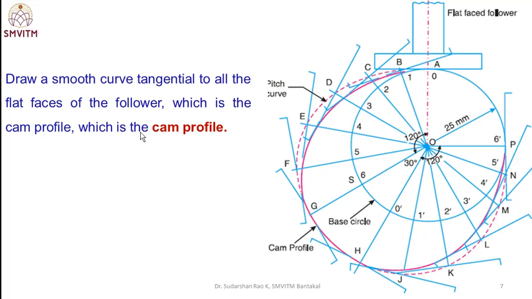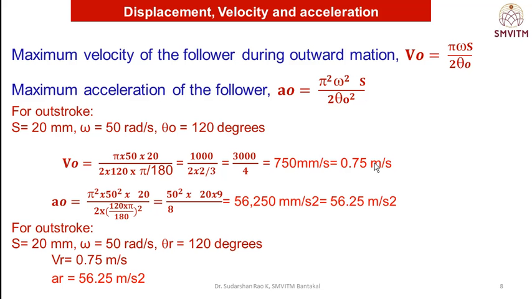Then the last step is to draw a smooth curve tangential to all these flat faces of the follower, which is the cam profile, the required cam profile, starting from the point 0. So draw the tangent to these flat faces, and draw a smooth curve joining them. This is the continuous pink color line drawn, which is the required cam profile. This is about the construction of the cam profile for the flat face follower.